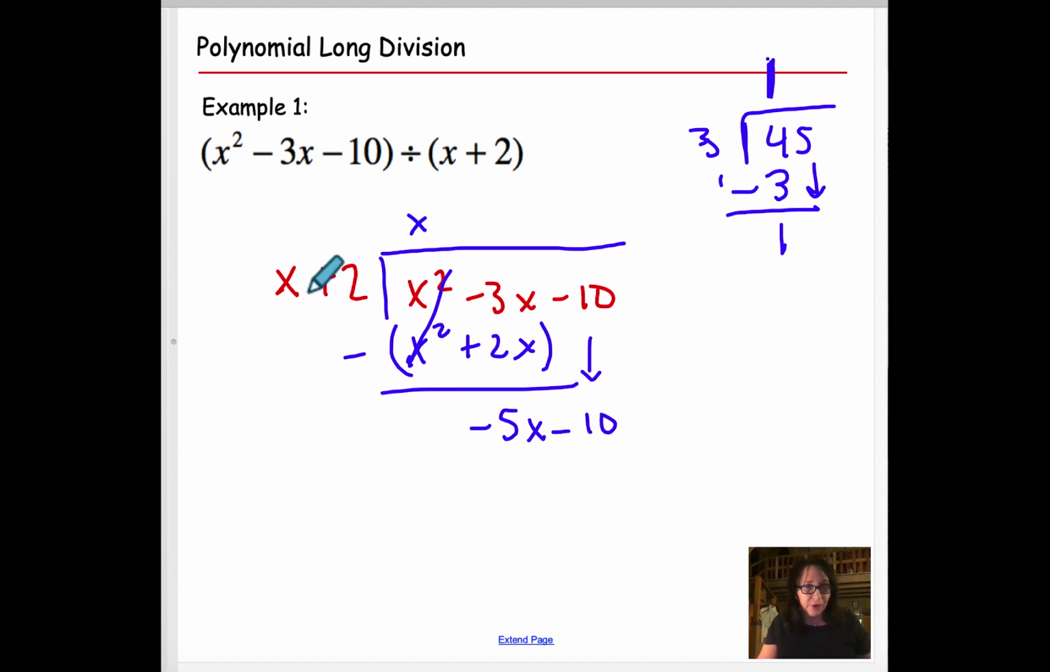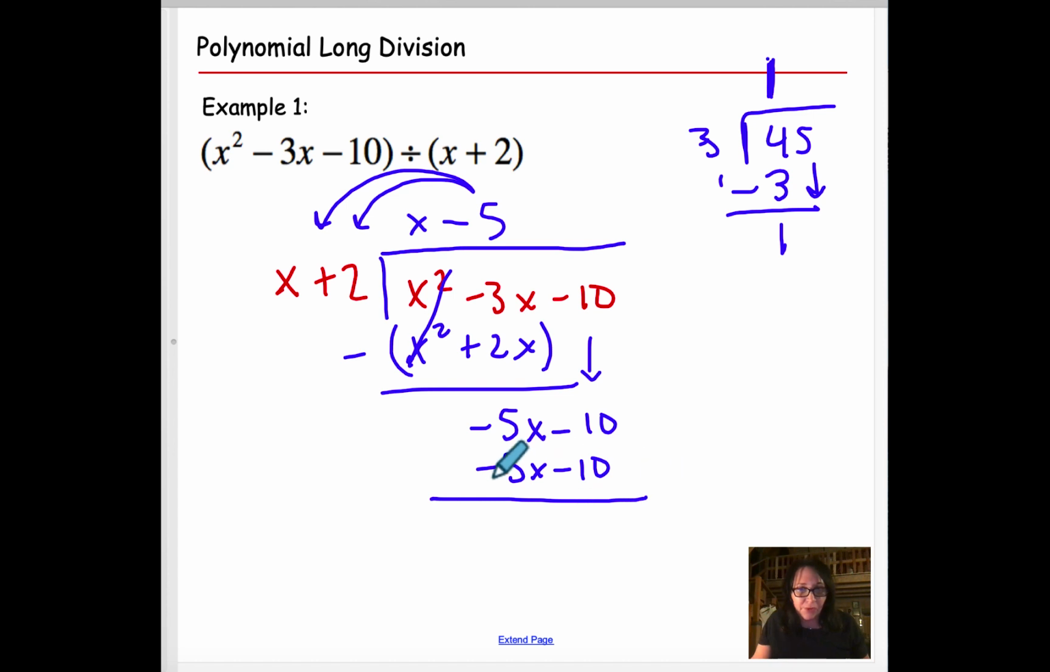We start all over. X times what is negative 5x? So that's going to be negative 5. So you get that number up on top, and then you multiply it back through times both of these values. So negative 5 times x is negative 5x, and then negative 5 times 2 is negative 10.